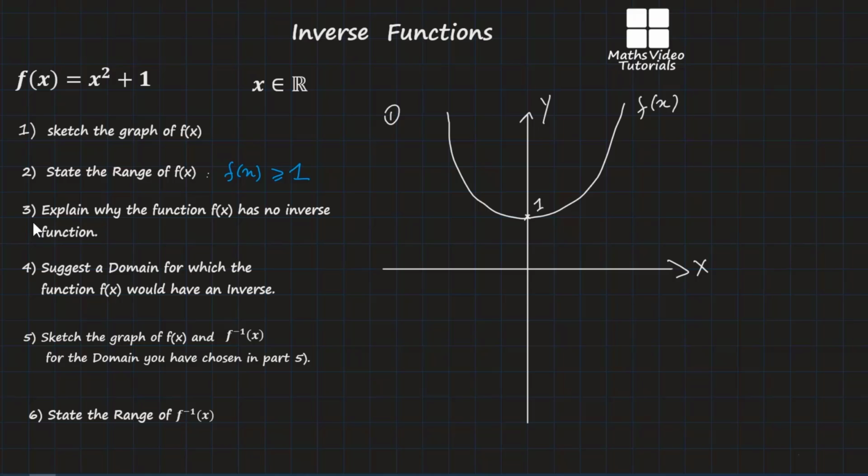Question number 3 says, explain why the function f of x has no inverse function. Now, for a function to have an inverse, the original function f has to be a one-to-one type of function. Now, this function here, or any quadratic, is many-to-one. So to answer part 3, we're going to say, because the function f of x is not one-to-one, f of x is not one-to-one.